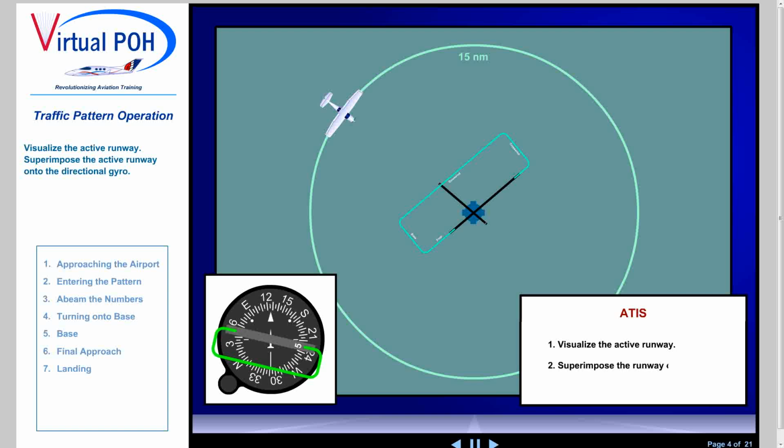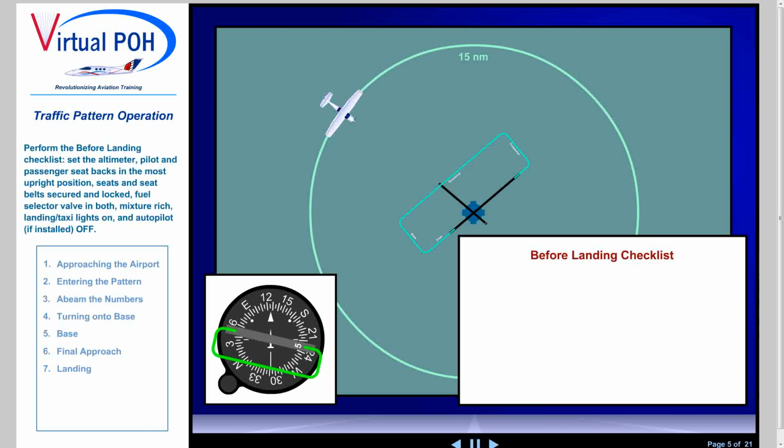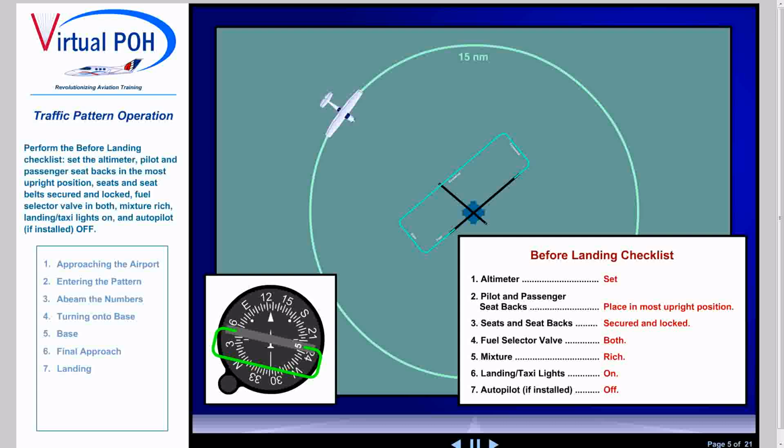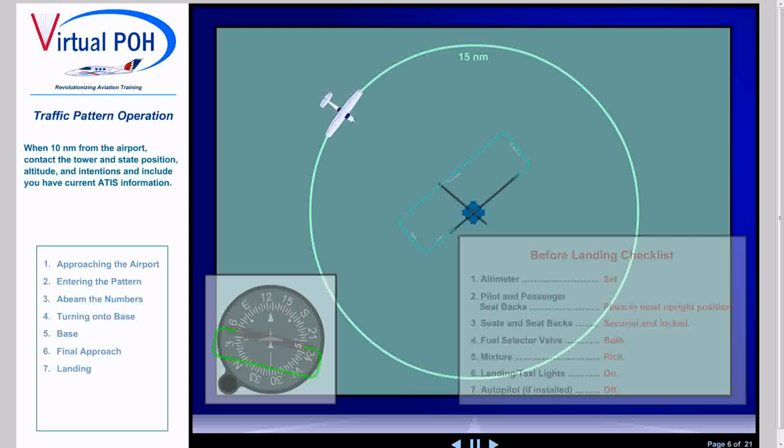Visualize the active runway. Superimpose the active runway on your directional gyro. Perform the before landing checklists. Set the altimeter. Pilot and passenger seatbacks in the most upright positions. Seats and seatbelts secured and locked. Fuel selector valve in both. Mixture rich. Landing and taxi lights on. And autopilot off if installed.